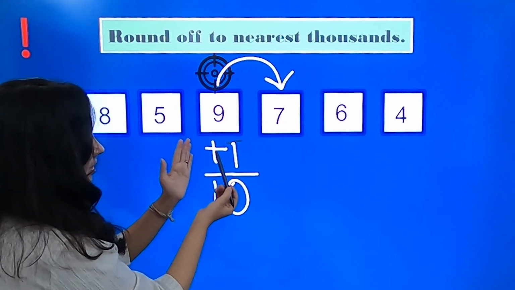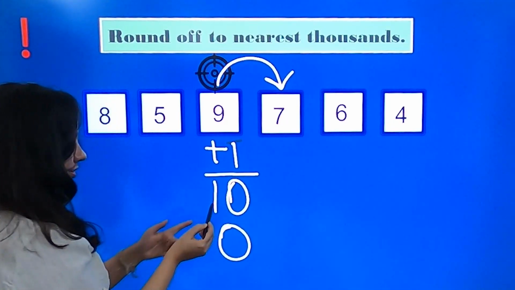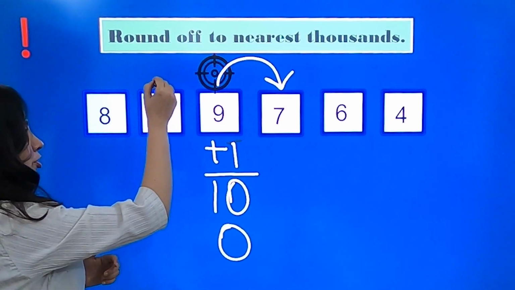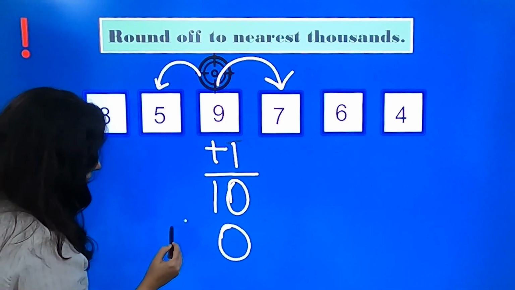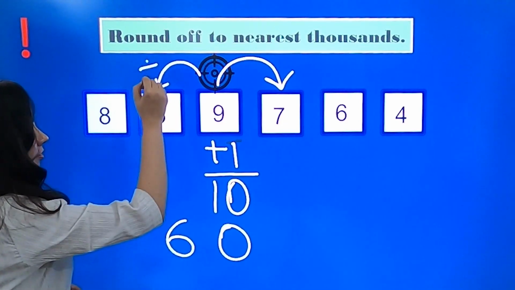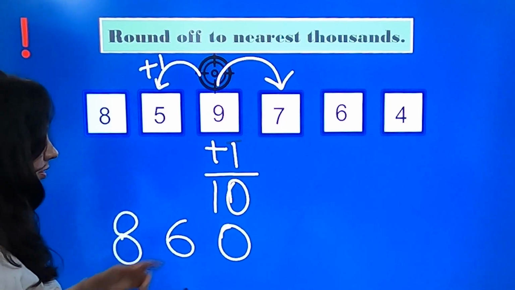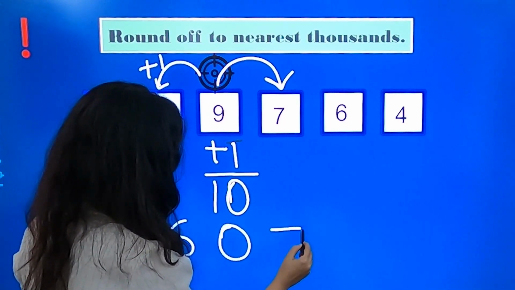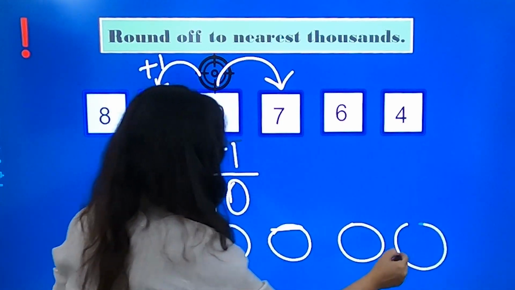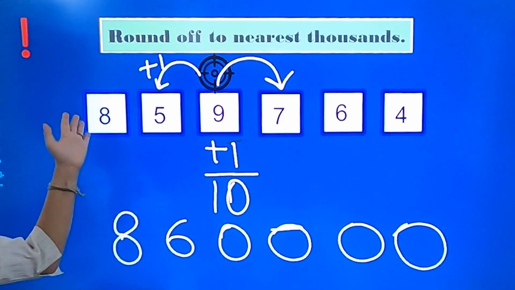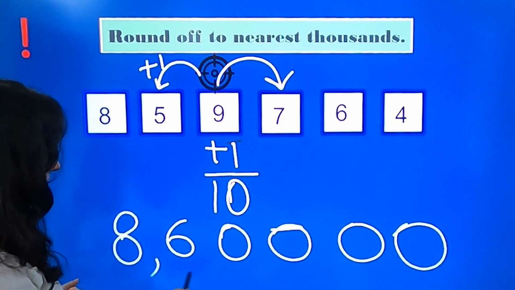So at this place, at the thousands place, you just keep the 0. And this 1 will be added to the next digit on the left hand side of the number. So this will become 6. Okay. This will remain the same. And all the digits which are lesser than the focus will become 0. So our number after rounding off to nearest thousands became 8,60,000.